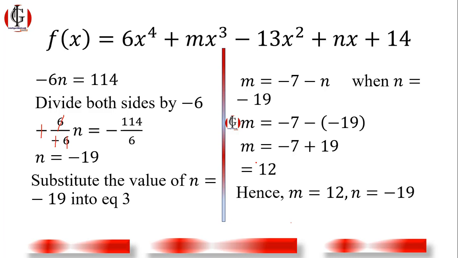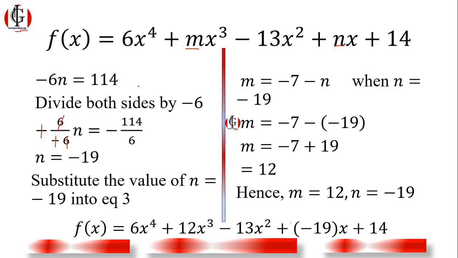So we're able to find the value of m and n. m is 12, and n is minus 19. So we are going to have a new polynomial, where we've obtained the value of m and the value of n. The new polynomial there is 6x raised to the power 4 plus 12x raised to the power 3 minus 13x squared minus 19x plus 14, because I'm having m to be 12 and n to be minus 19.